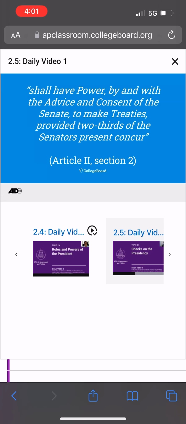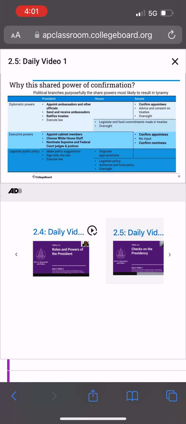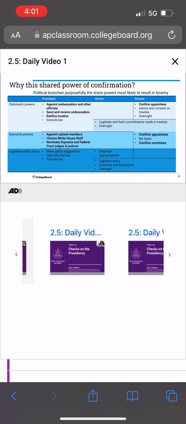Okay, I've highlighted here from this graphic, which you've seen before: the Senate confirms presidential appointments. And so that is a legislative check on the president. And here under executive power, appointing cabinet members, choosing White House staff, nominating Supreme and federal court judges and justices. Cabinet members need to be confirmed. White House staff do not need to be confirmed. The judges and justices must be confirmed. So no confirmation of these White House staff.